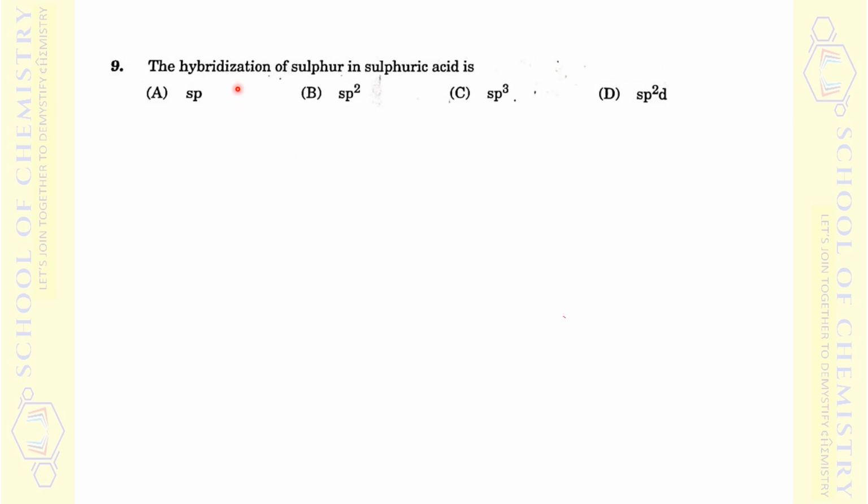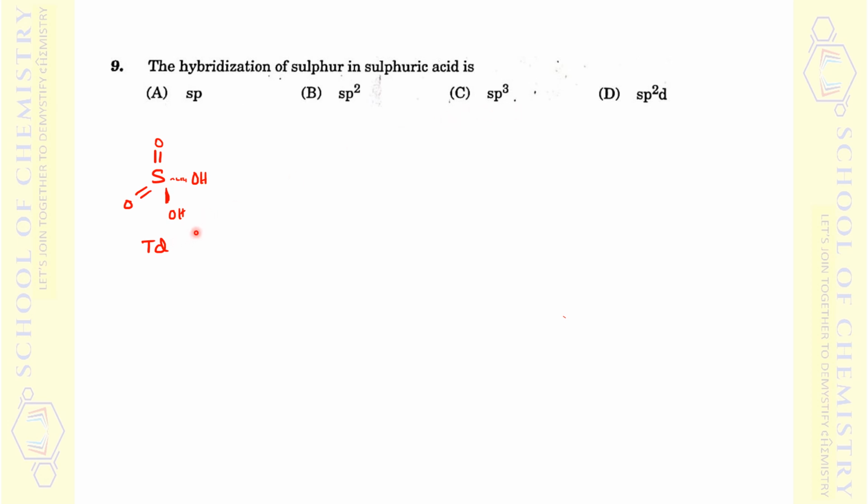The hybridization of sulfur in sulfuric acid. Very simple, if you know how you can identify the shape of the molecule. In the earlier slide we discussed the structure of sulfuric acid. Actually it is a tetrahedral shape, and if you just know the fact that it is tetrahedral, from that itself you can easily say that tetrahedral always corresponds to sp3 hybridization. So the hybridization will be sp3.